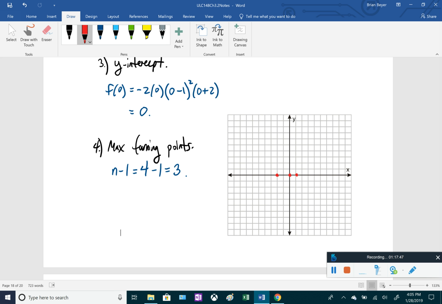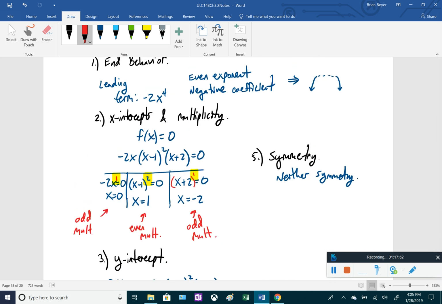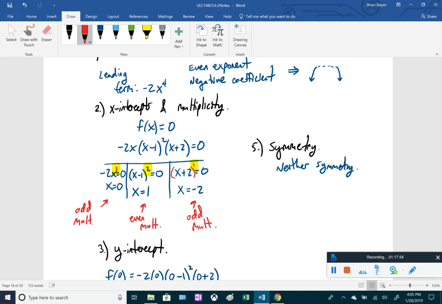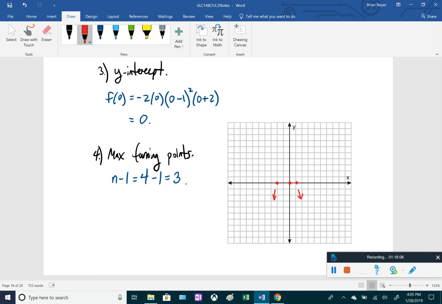Okay, so now let's fill in the rest of the stuff here. So let's look at the end behavior. So it's falling on both sides. So that means I'm going to go over here to the leftmost point and make it falling. Go over here, make it falling, and then connect the dots using the appropriate multiplicity, as well as the max number of turning points.